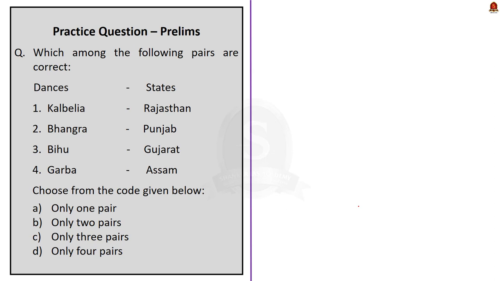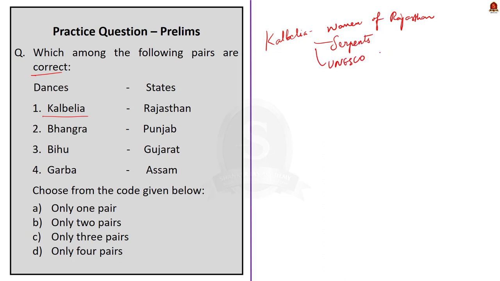Now, coming to the first dance form, which is Kalbelia. See, Kalbelia is a sensuous folk dance performed by the women of the Kalbelia community of Rajasthan. So, statement 1 is correct. The costumes and the dance movement are similar to that of the serpents. UNESCO has inscribed Kalbelia folk songs and dances in the representative list of the intangible cultural heritage of humanity in 2010. Statement 1 is correct.